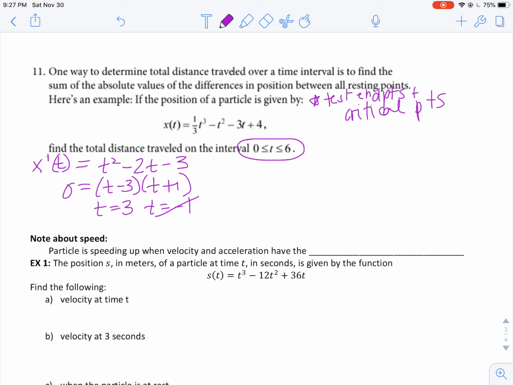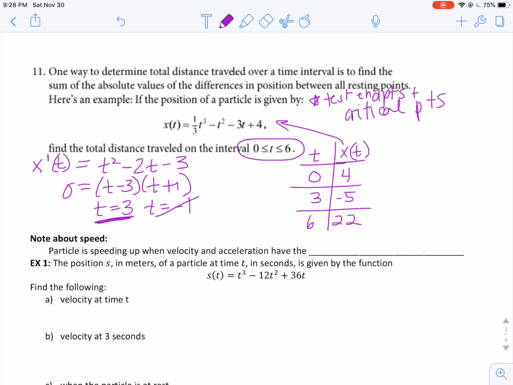Then I'm going to make a little chart. So here's time. Here's my position. So remember, you're going back to your original function to get these values. When I plug in 0, I get 4. When I plug in 3, here's where my particle is changing position because it equals 0, or it's at rest. Actually, we'd have to make a sign chart to figure out if it was changing position. And then at 6, it is at 22.